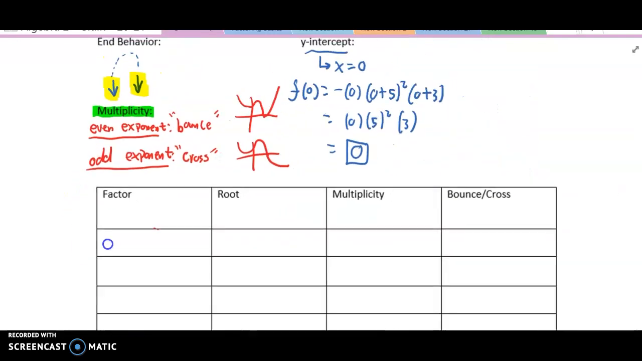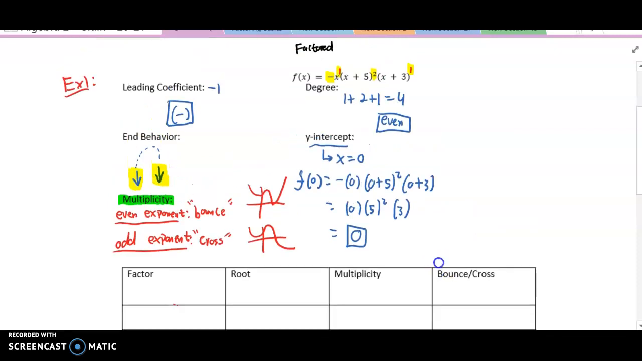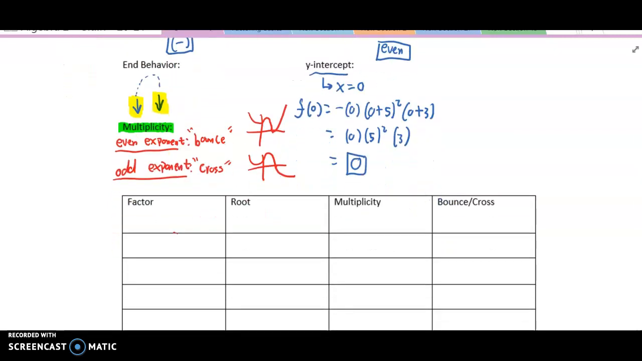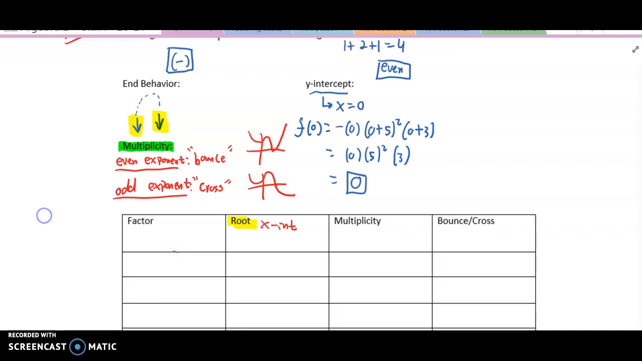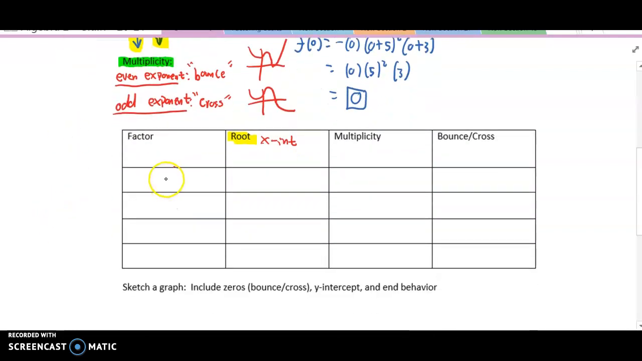We're going to use this table here to identify all our factors, their roots, multiplicities, and whether they bounce or cross. Okay, root, remember, is another word for x-intercept. So the solution to the factor is just the x-intercept. Okay, our first factor is just x. We set it equal to 0, and it equals 0.